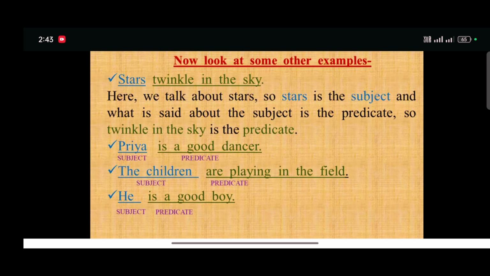Now let us see the other example. Priya is a good dancer. Here Priya is the subject and is a good dancer is the predicate. The next sentence is, the children are playing in the field. Here, the subject is the children and are playing in the field is the predicate. Now the last sentence is, he is a good boy. We can ask the question, who is a good boy? The answer is he. So he is the subject and is a good boy is the predicate.